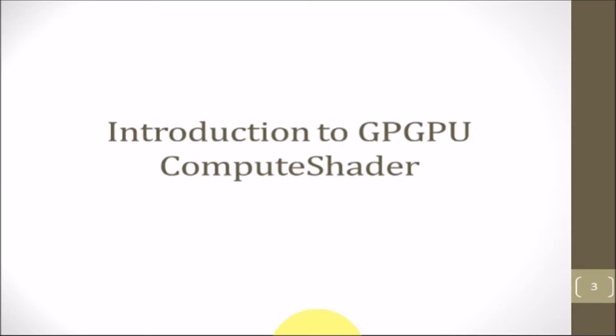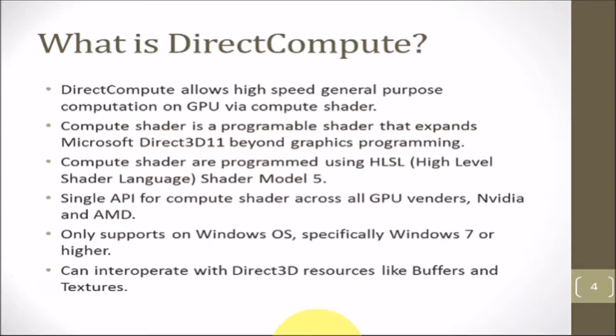Now, introduction to GPGPU ComputeShader. Before we start looking into the implementation, it is important to understand what Direct Compute is, for those who are not aware of this technology. Direct Compute allows high-speed general purpose computation on the GPU via compute shaders. Compute shaders are a programming API that expands Direct3D 11 beyond graphics programming.